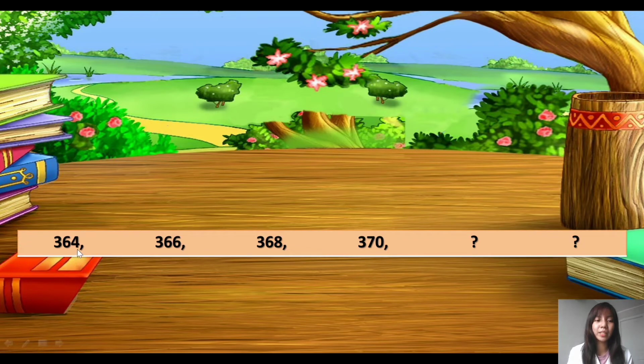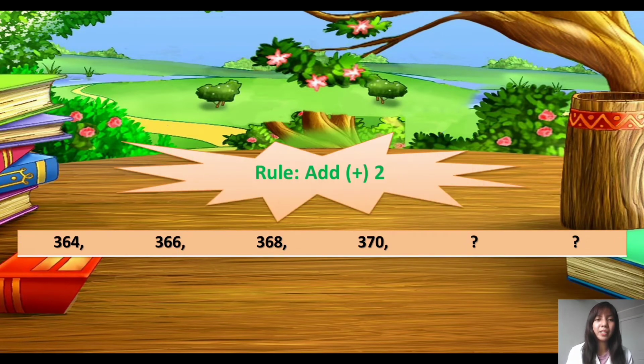What do you think the rule here? From 364, it becomes 366. What did we do to this number to make it 366? Okay, the rule is to add 2 or plus 2, right? 364 plus 2, it becomes 366. From 366, it becomes 368. From 368, it becomes 370.